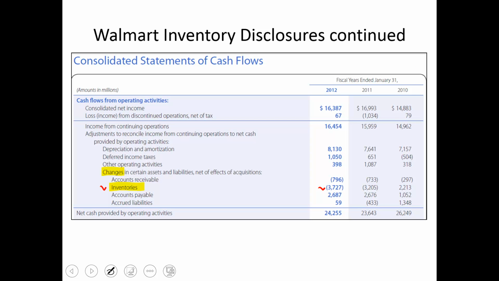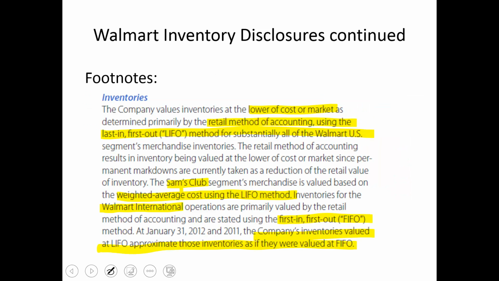When I look at the cash flow statement for Walmart, notice that inventory will show up in the operating section. And in this case, I can see that inventory from the beginning to the end of the year increased. So thus, our cash went down because more dollars were tied up in inventory.